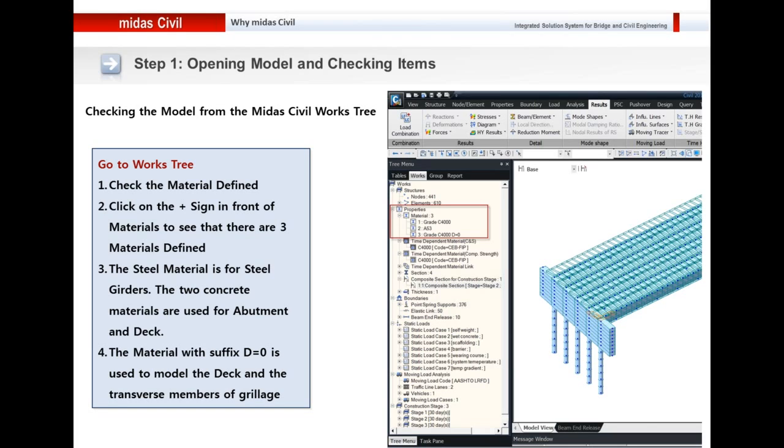Now once you open Midas Civil, let me walk you through how this model is created and what are the different definitions in this model. So when you open Midas Civil, on the left hand side you see something known as the works tree.